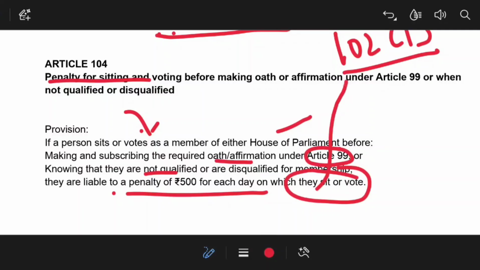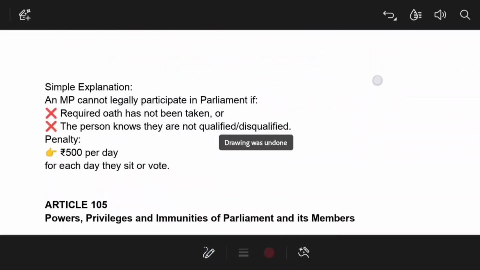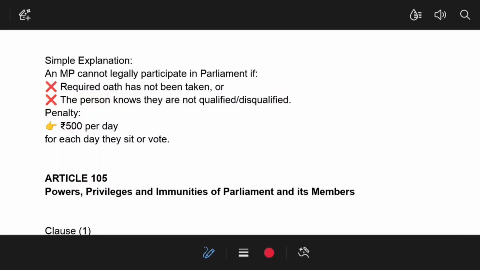Clear? So this is very important that you should not sit or take part in the proceeding of the parliament unless you subscribe the oath or affirmation under Article 99. So an MP can't legally participate in the parliament if he has not taken the oath, or if the person knows that he or she is not qualified to become a member, then 500 rupees per day you will be penalized. Clear? For each day they say.